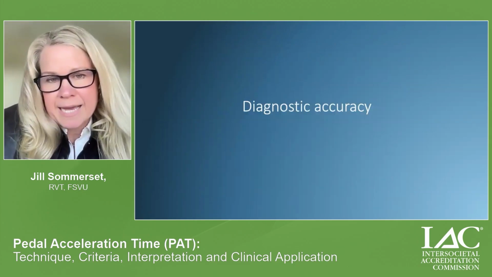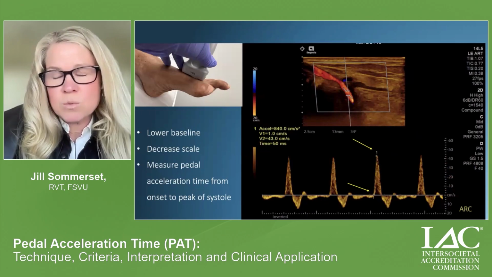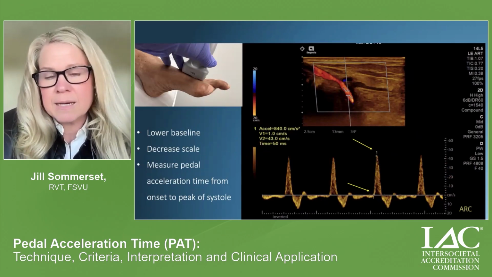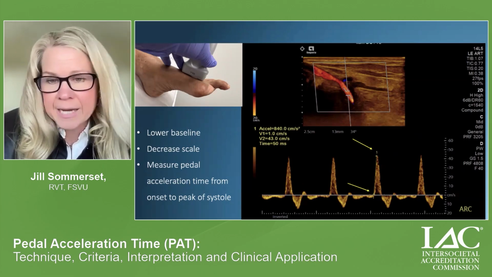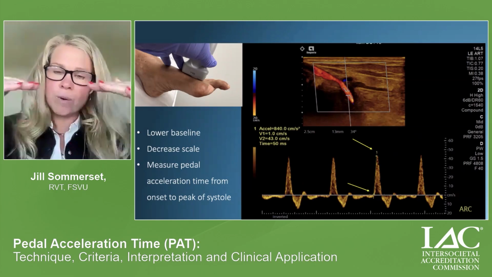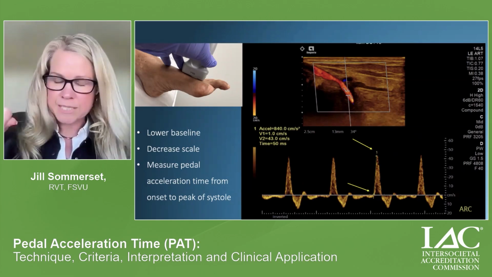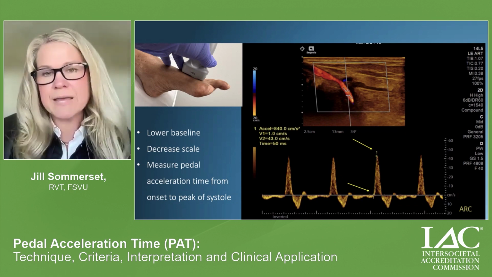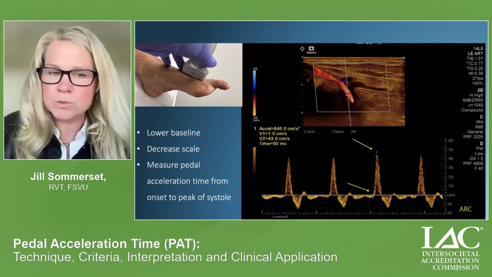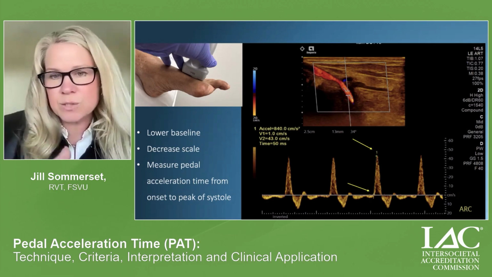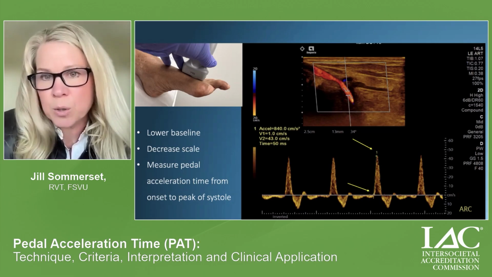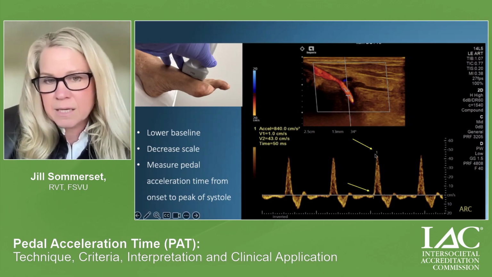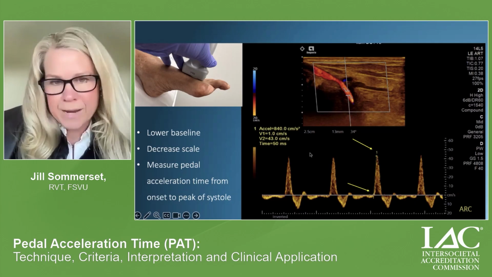Now let's switch to diagnostic accuracy because, to do anything correctly, we have to do the technique appropriately. So we want to have good, accurate results. So again, we want to lower that baseline down, decrease the scale. I suggest 4 cardiac cycles in the spectrogram. So regardless of what ultrasound system you use, you can tailor that sweep speed time to be appropriate. And then you're going to precisely measure from the onset to the peak of the arterial waveform.